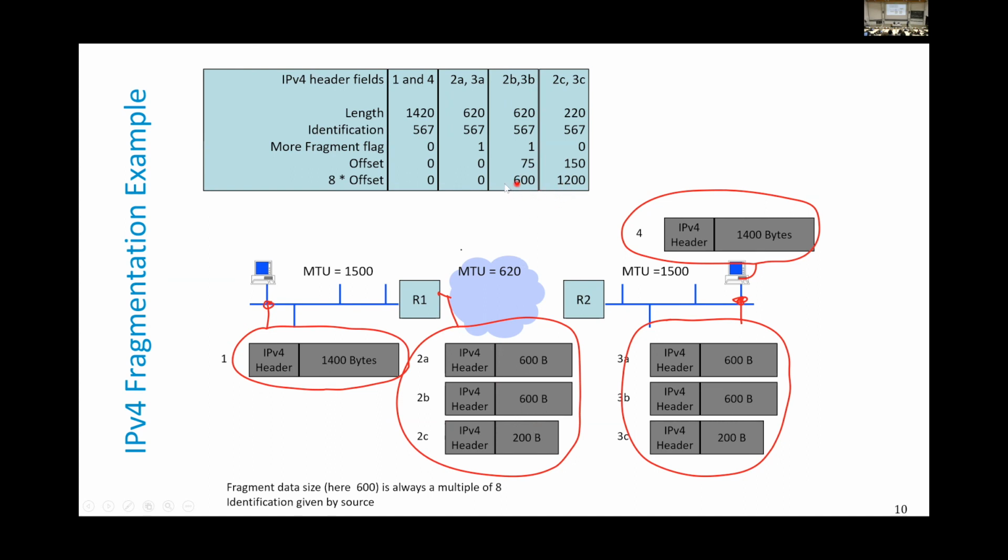And the third one is at an offset of 1200. In fact, what we write in the packet is not the offset, but the offset divided by 8, which saves 3 bits in the IP header, because the offset has to be a multiple of 8. That's one of the constraints of fragmentation. So we do fragmentation in a 64-bit world.